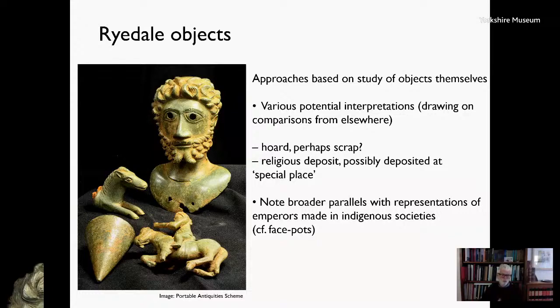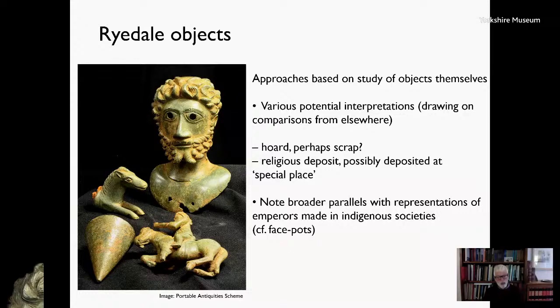Before I do that, I would just make one observation about the wonderful bust head that we see on the screen now from Ryedale, which is an indigenous style rendition of a Roman emperor. That very striking object seems to me to have quite a lot of parallels with the equally striking face pots that were made particularly in Ebor ware in York itself and are found across the north of England.